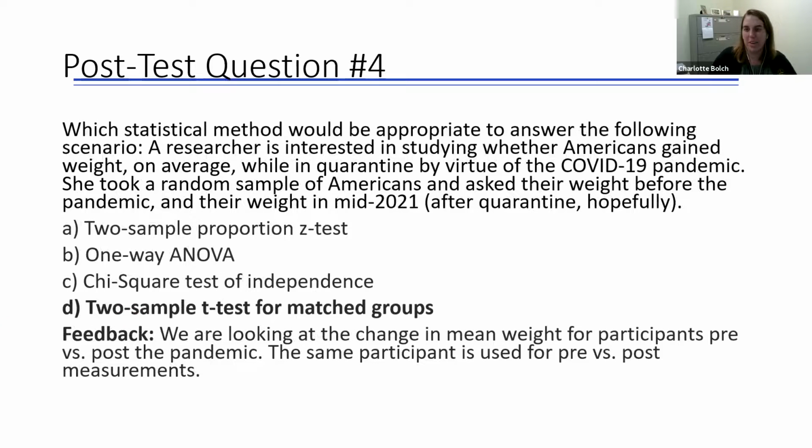So an appropriate test would be a two sample t-test for matched groups. We're looking at a change in mean weight. And so weight is going to be a quantitative variable, and we're looking at participants pre and post the pandemic. So they're their own matched pair. The same participant is used. So that's how we get those matched groups.